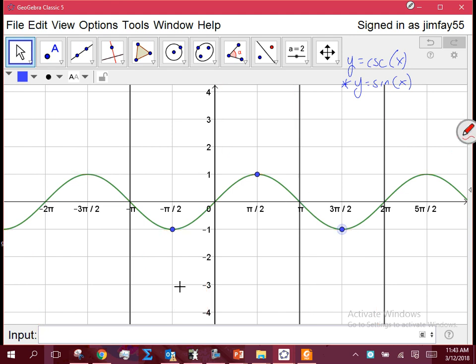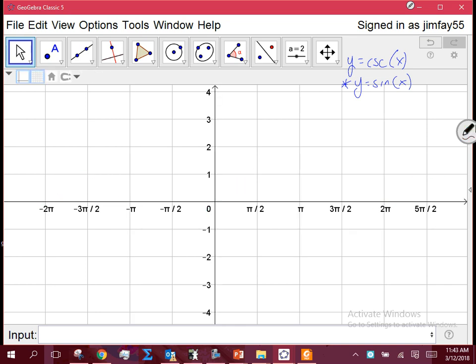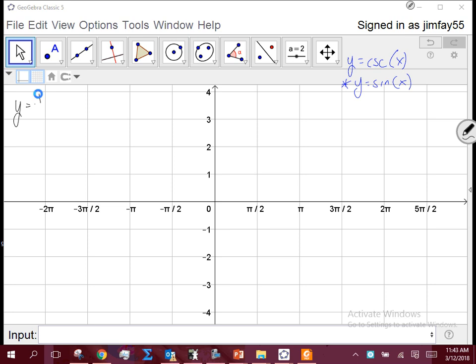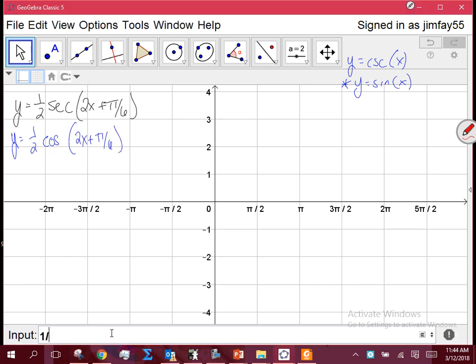Now, what was I talking about when class started, maybe graphing y equals 1/2 secant of, I don't know, 2x plus pi over 6 or something like that? Well, I'm never really going to graph that and try to find those ordered pairs. That's going to be hard. So what we'll do is understand the reciprocal concept, and we're actually going to graph this instead. I'll graph that reciprocal, 1/2 cosine of 2x plus pi over 6.